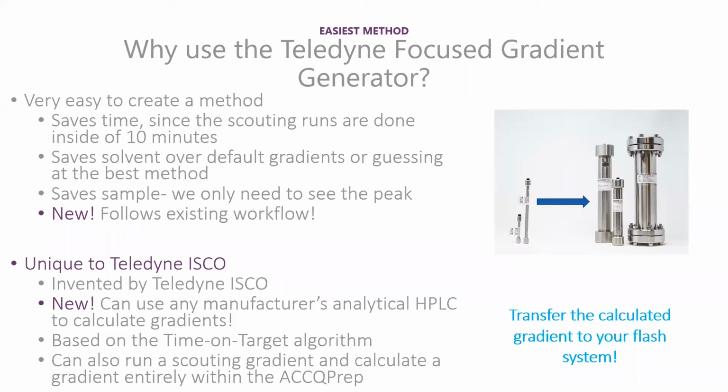A change to the analytical system just needs a new scouting gradient for calibration. If there is no matching analytical column, the scouting gradient can be run on the ACCQPrep with the prep column and a tiny amount of sample. This can be run on the ACCQPrep only, or you can use the data from an analytical HPLC scouting run commonly used to document a reaction.